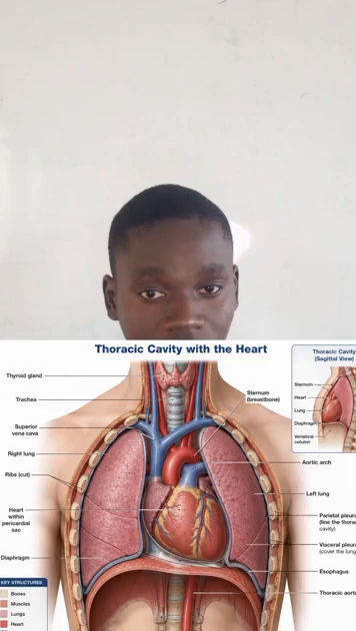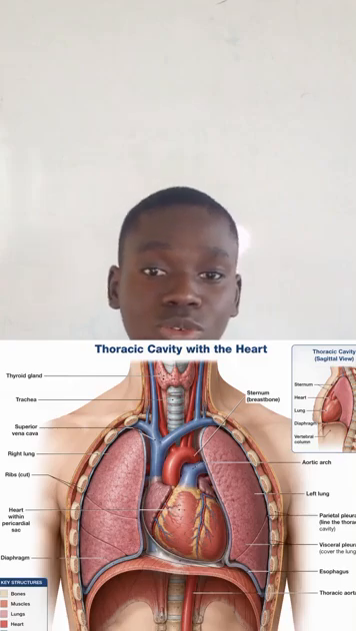So let's come back to the location. That's basically the location of the heart: between the two lungs, towards the left side of your thoracic cavity, posterior to the middle mediastinum. So what else do we say here?